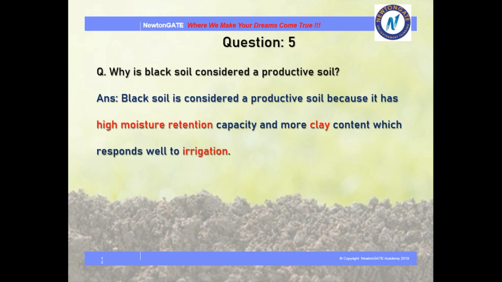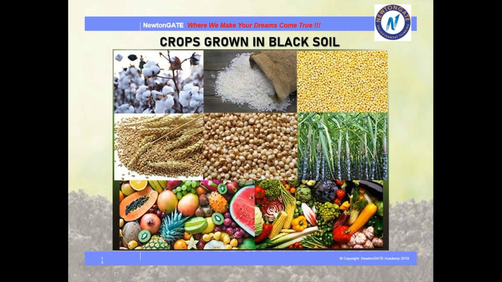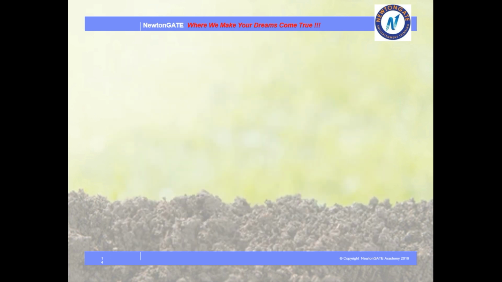So can you tell me what crop is grown in the black soil? The major crop is cotton. It is very important. So let's see, other than cotton, what other crops are grown? Firstly jowar, wheat, linseed, gram, citrus fruits and vegetables, tobacco and sugarcane as well. So the crops grown are cotton, different types of vegetables, citrus fruit, sugarcane as well.